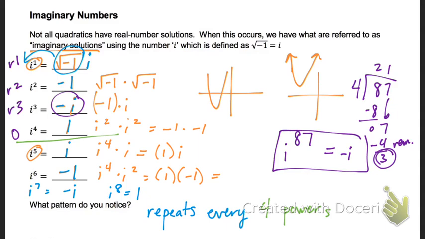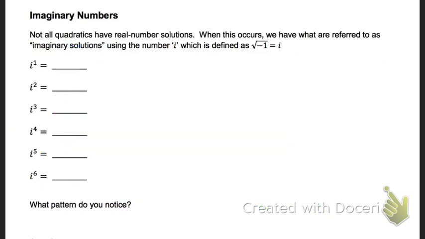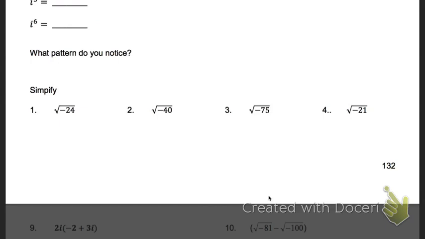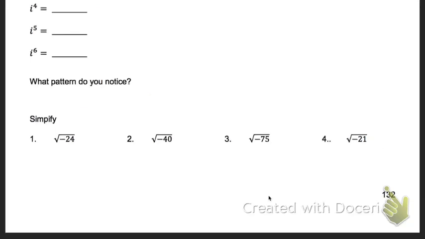Okay, so let's go to the next type of problems that you'll see. Here we have just a negative under the square root. There is nothing fancy about this other than changing this to be i square root 24.